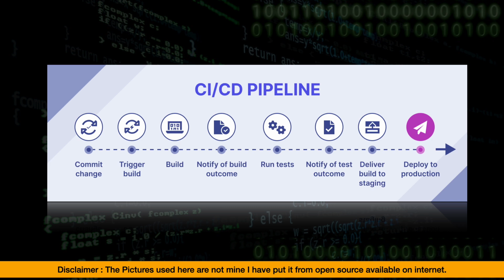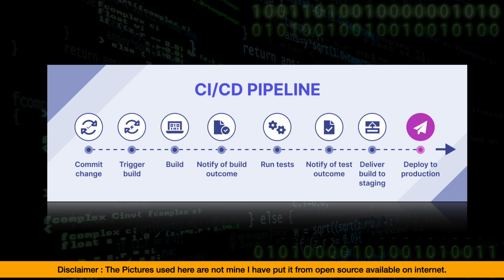CI/CD stands for Continuous Integration and Continuous Delivery. The process covers various phases from code commits to the deployment of the piece of code to production. Let us understand each step one by one.